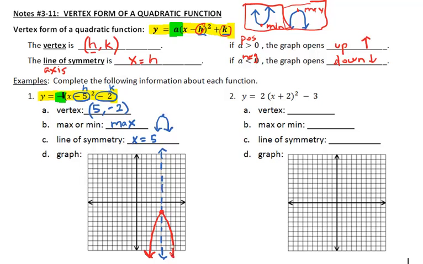This isn't an exact graph. The vertex is exact, and it does point down, but it's just a rough graph. Hopefully that made sense to you. What I want you to do is work through example 2 on your own. Pause the video and work it out, and when you get finished, turn the video back on and check how you did. Go ahead and pause.